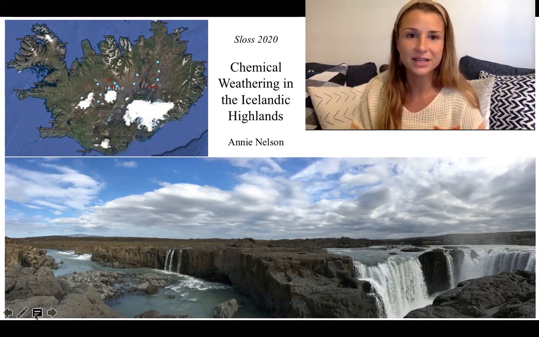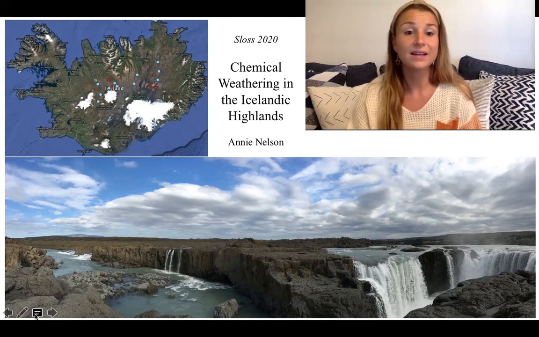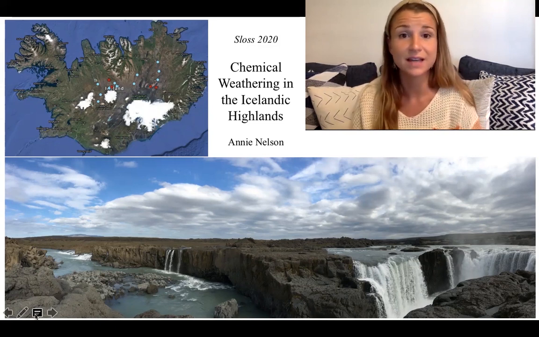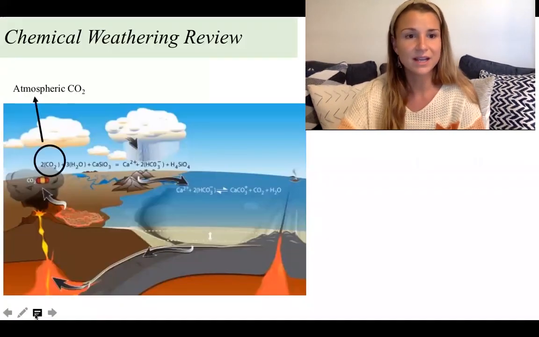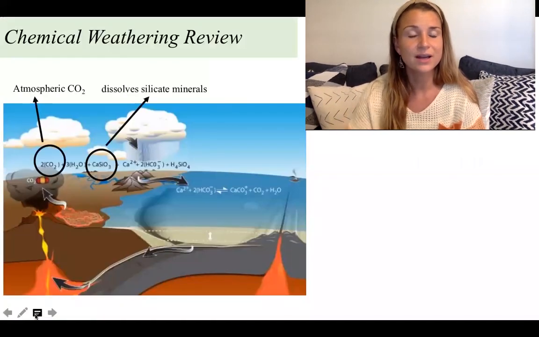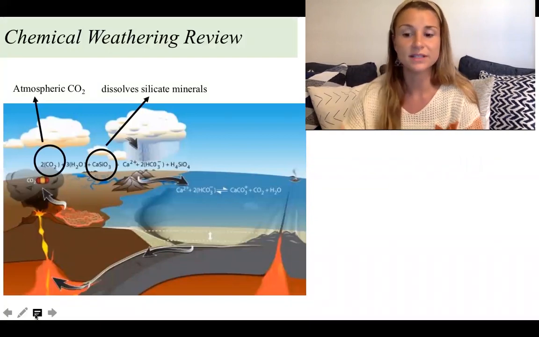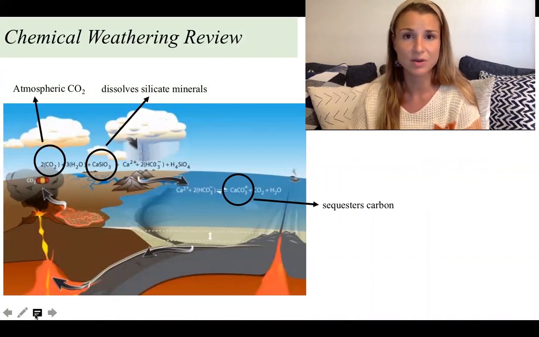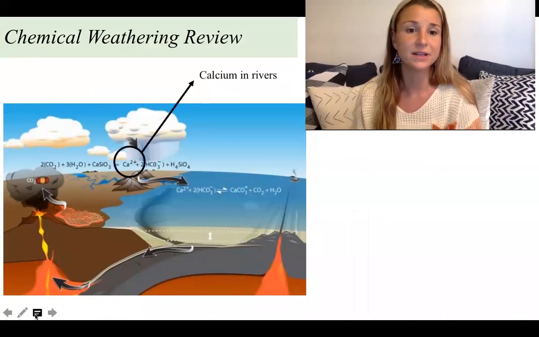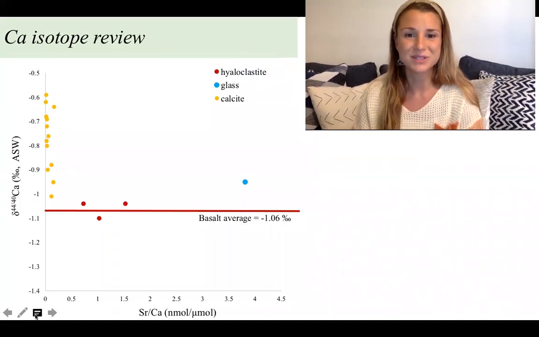About chemical weathering in the Icelandic Highlands. The Highlands are the central plateau, as shown in this picture, where it's basically nothing but rock, ice, and rivers. So chemical weathering is where atmospheric CO2 chemically reacts with and dissolves silicate minerals, and this process sequesters carbon and controls climate over time. And I study this by looking at calcium in rivers using calcium isotopes.